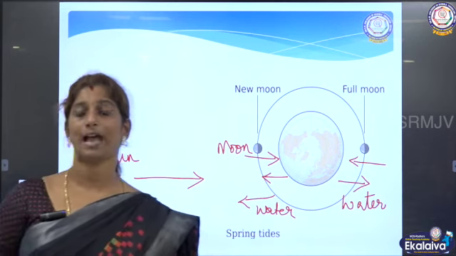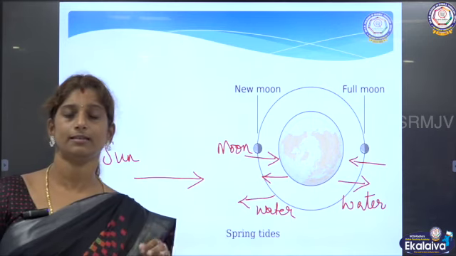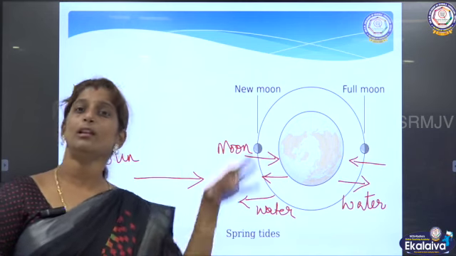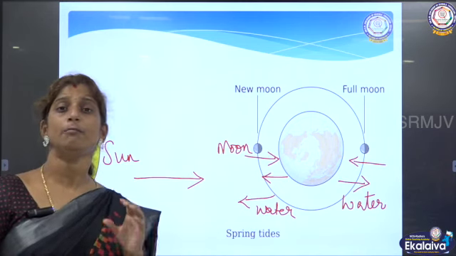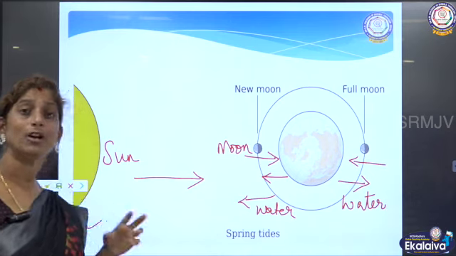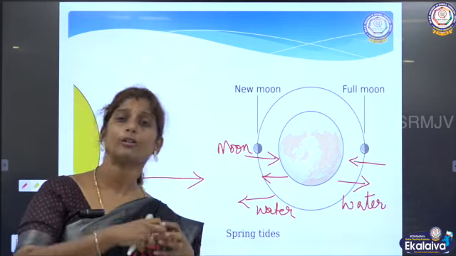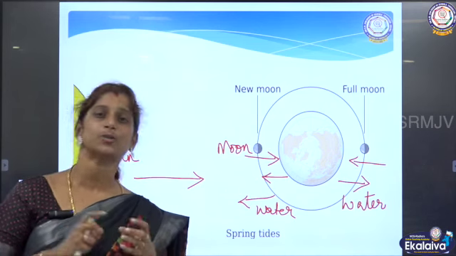So here what will happen? The high tide will be even higher. The same way the low tide will be even lower, because with the two gravitational forces, the earth faces more pressure from the sun as well as the moon.